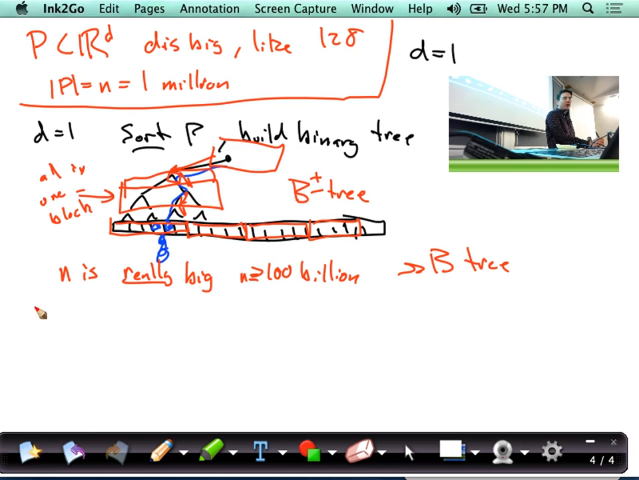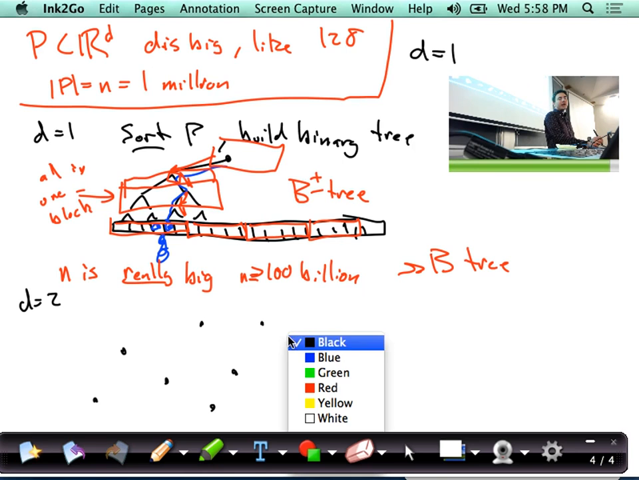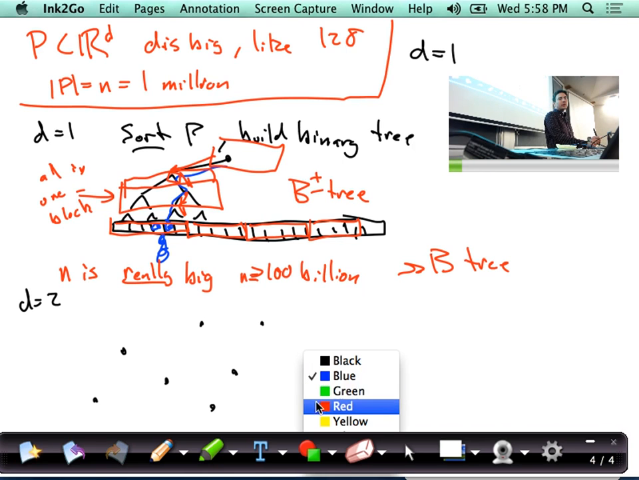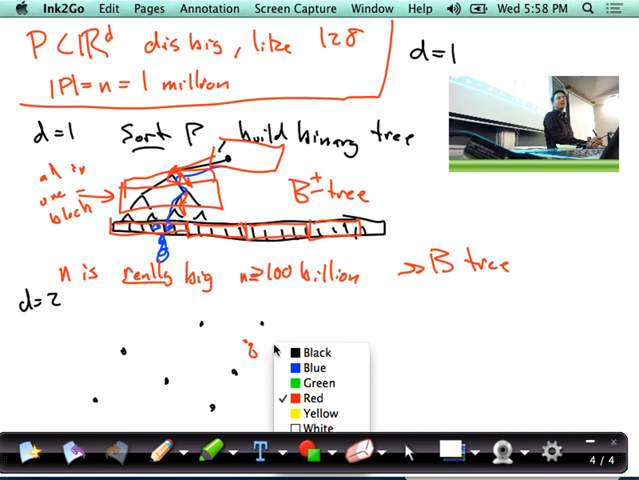Okay, but this only works in d equals 1. If I have d equals 2, I can draw a picture now. My data points look like this. I can no longer just build one of these B-trees. So now the problem becomes kind of an interesting geometry problem. I want to find the nearest neighbor from some query point. So I have some query point, Q. Which one is the nearest neighbor? Is it this point, or this point? Well, maybe the difference doesn't matter so much.